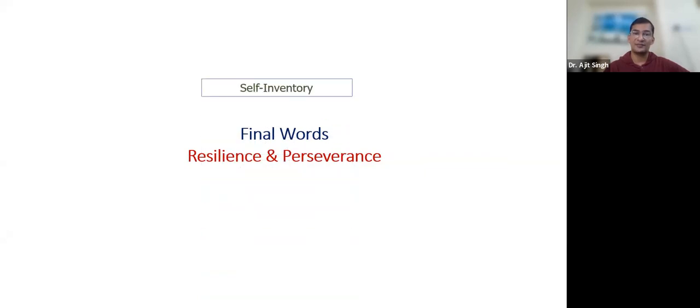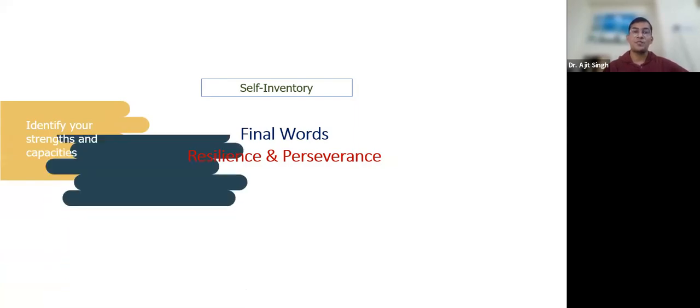And along with that, self inventory. When you are writing a grant proposal, writing means you are planning the entire research. So self inventory is very important. You should assess yourself. Self assessment, we call it, self analysis. Okay, how? Identify your strengths and capacities.